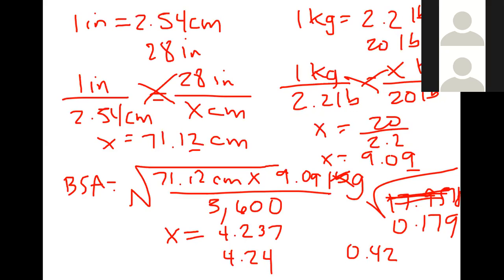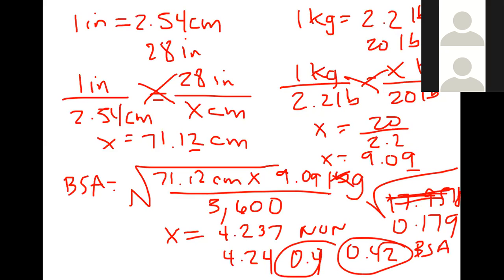And when we measured in our nomogram, we got 0.4. So this is normal. And this is the actual BSA from the formula. So they might fluctuate a little bit because again, we're using the nomogram and it's not as accurate. I keep saying nomograph. Okay. So we basically see that the formula is more accurate than the nomogram.